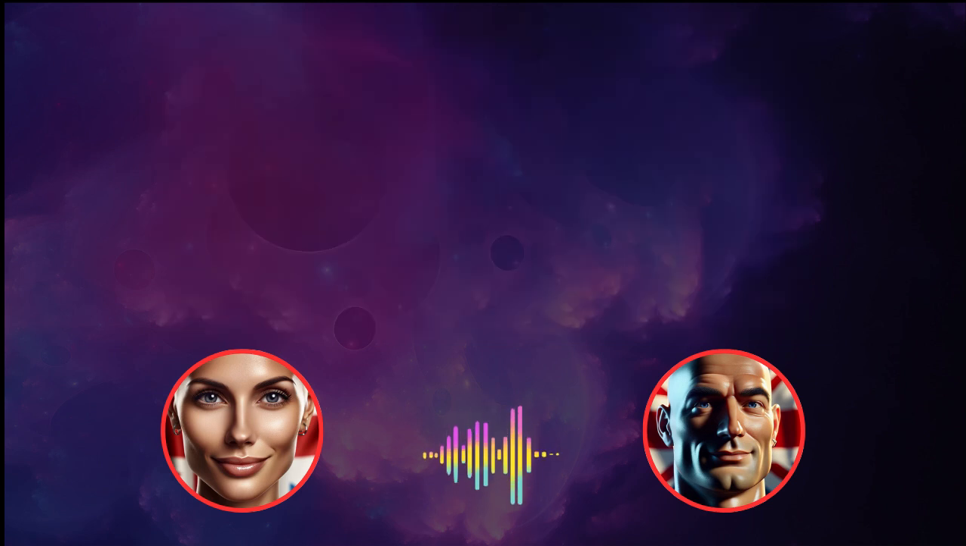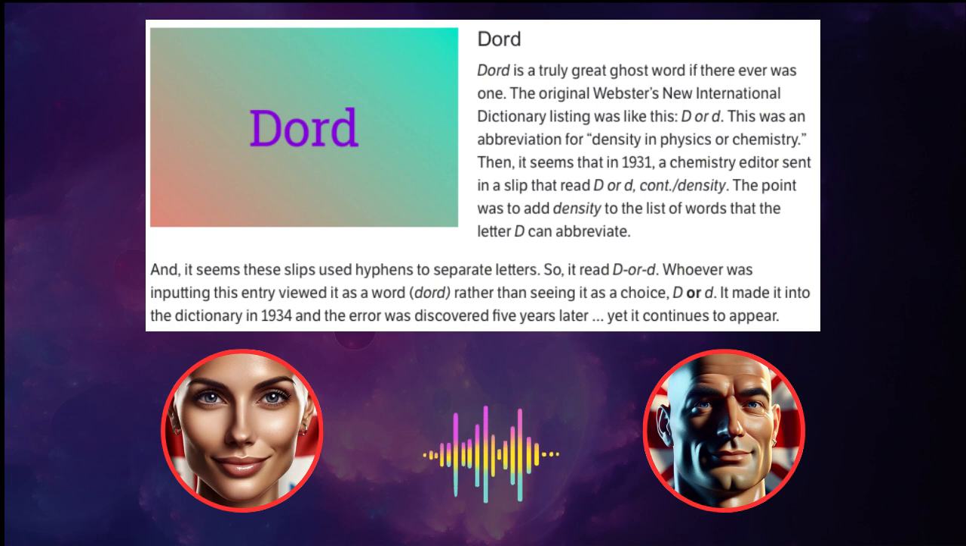And to kick things off, we've got to start with the story of Dord. I'm still wrapping my head around this one. It's a word that never actually existed, yet somehow it managed to haunt Webster's New International Dictionary for years. The irony is not lost on me, I assure you. A dictionary, the supposed guardian of proper language, harboring a phantom word. So tell me, how does something like this even happen? How does a non-existent word become immortalized in print?